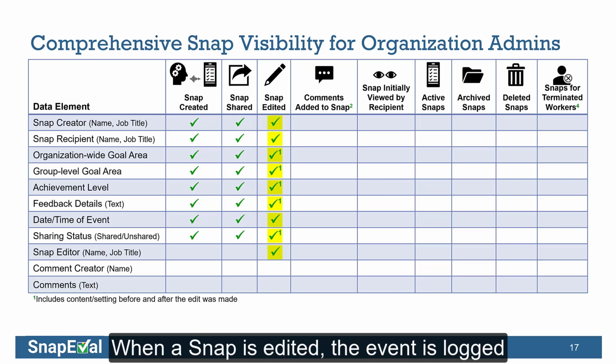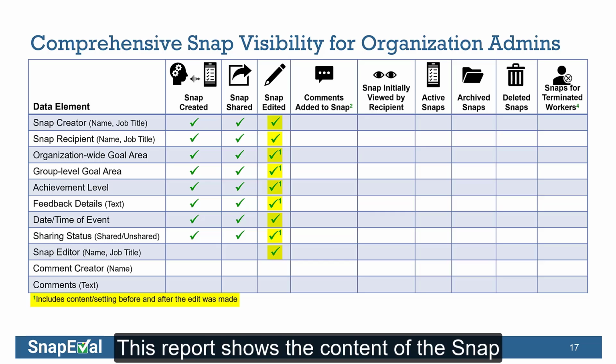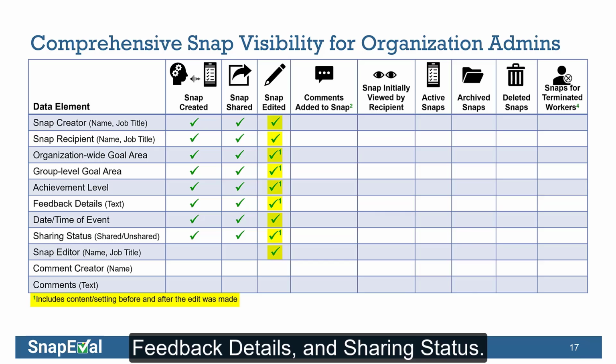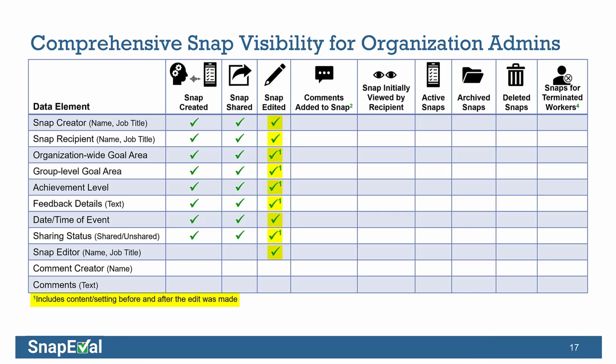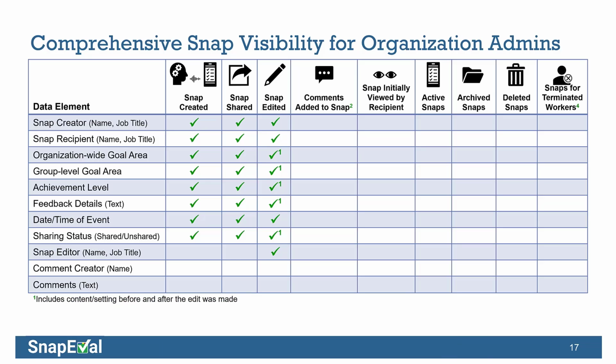When a snap is edited, the event is logged in SnapEval's Change Audit Log report. This report shows the content of the snap prior to and after the change, including the goal area, achievement level, feedback details, and sharing status. It also shows who made the change and when it was made.